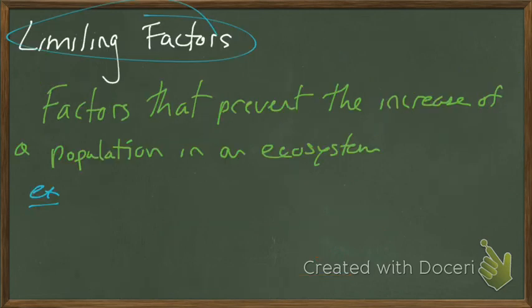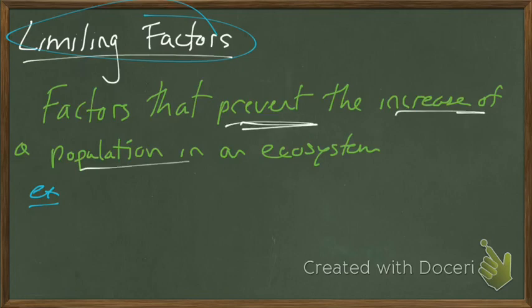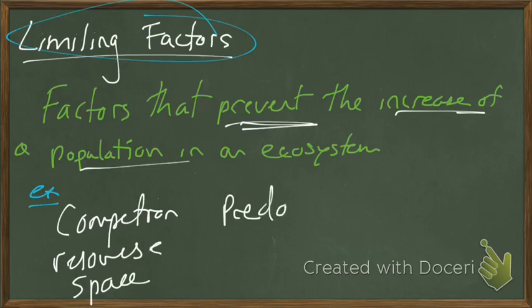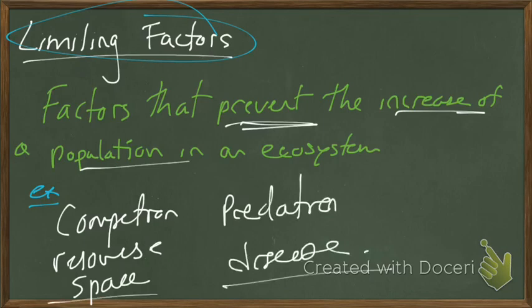Limiting factors. These are factors that prevent the increase of a population in an ecosystem. Competition, resources, space, predation, disease. These are just quick examples of it.